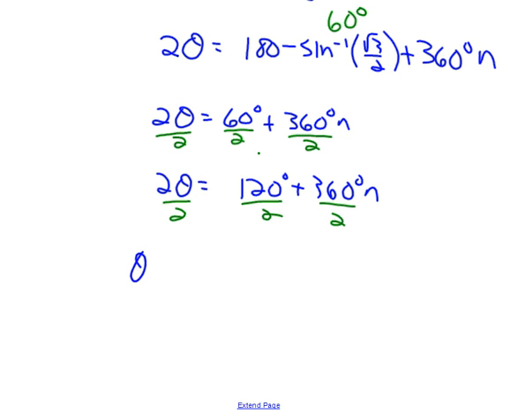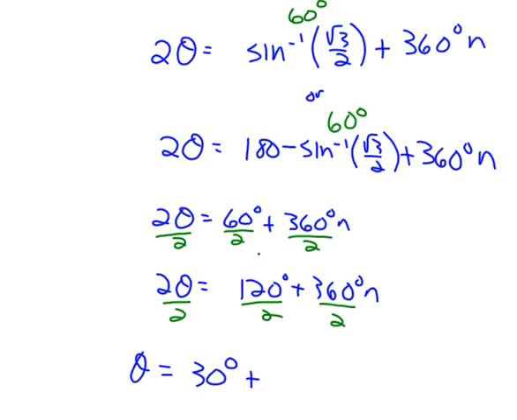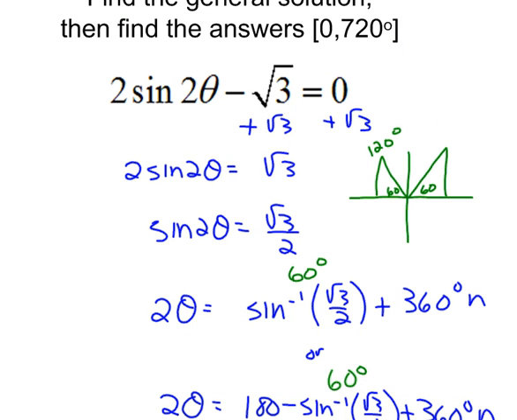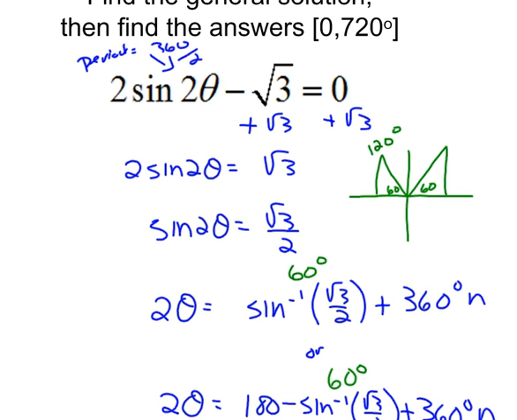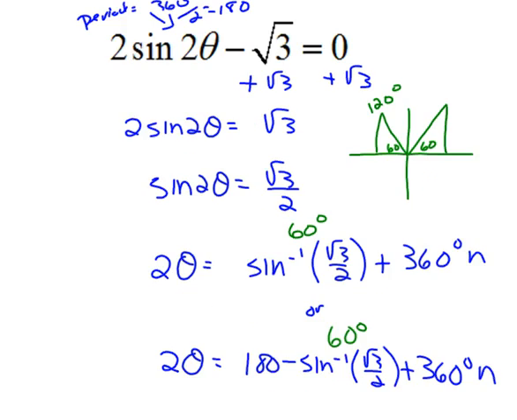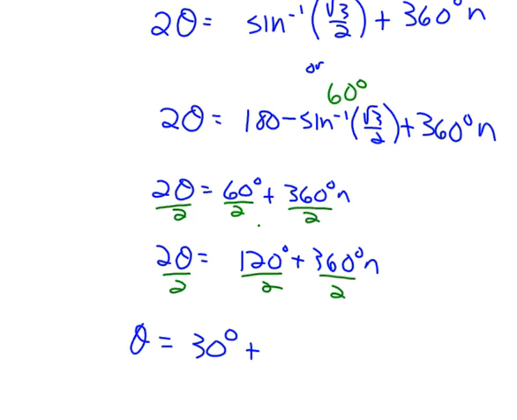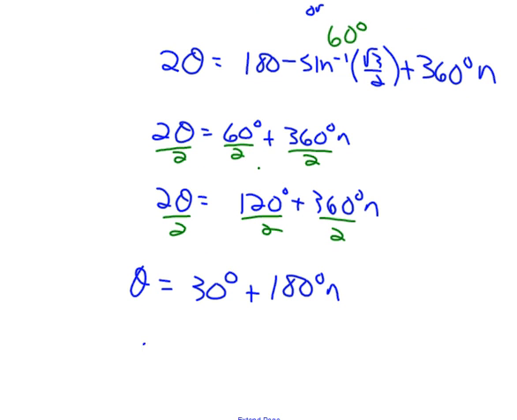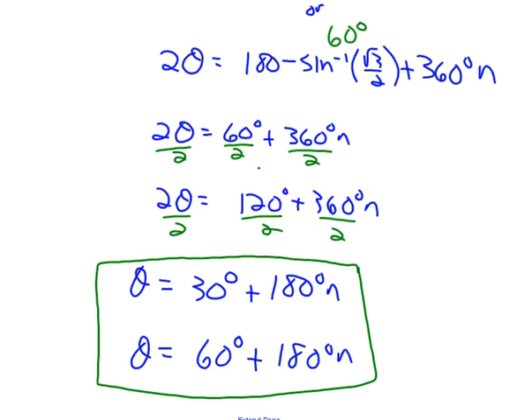All right, so I'm going to get theta is 30 degrees. And it should always work. If you think right now back to our original, what was the period here? My period is 360 over 2, or 180. That is always how many n we should be adding. So I should be adding 180n when I'm done. And then if I keep going, my other answer is 120 divided by 2, which is 60 plus 180n. There are my two general solutions.